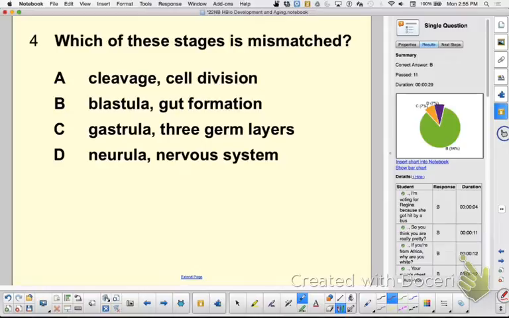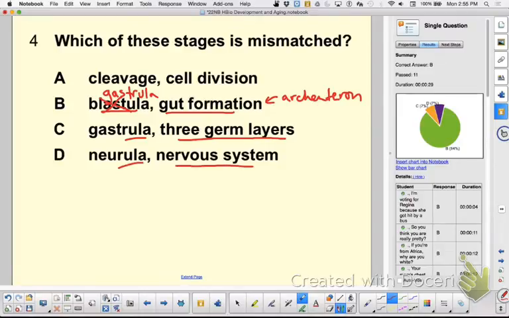Okay, so the right answer is B. The blastula doesn't have the gut. The gut is coming from the archenteron. When do we have an archenteron? At the gastrula stage. So that's why it doesn't work. So you could say gastrula, and then it would work. Okay, and then somebody said C, gastrula, 3 germ layers. Yes, gastrula. What do we define that as? Layered ball of cells. And then D, neurula, nervous system. Yes, the neurula is when you form your spinal cord. You're forming your nervous system.